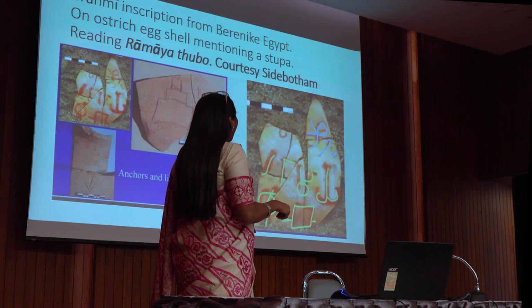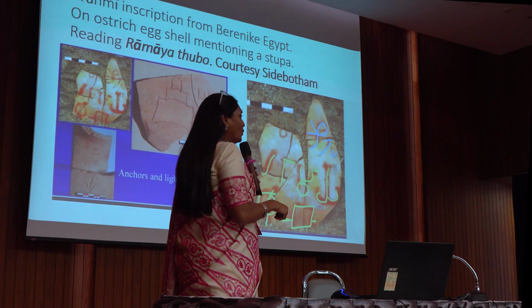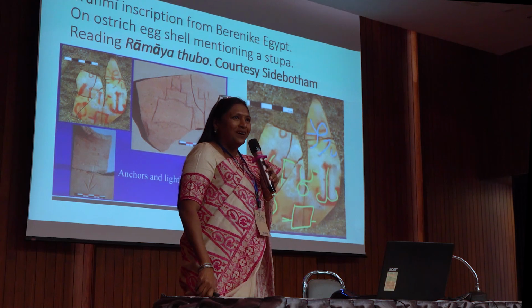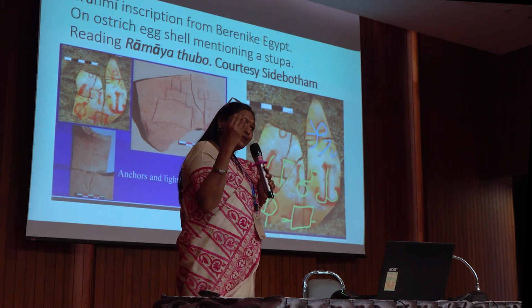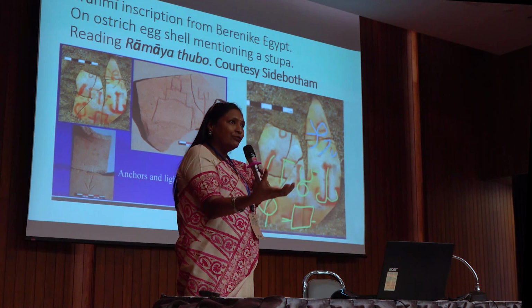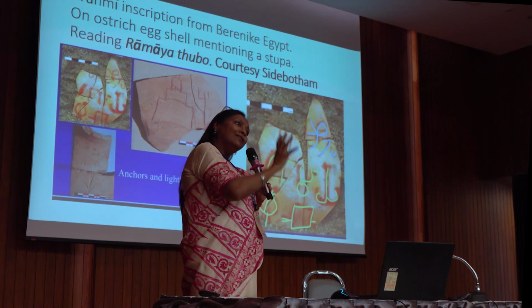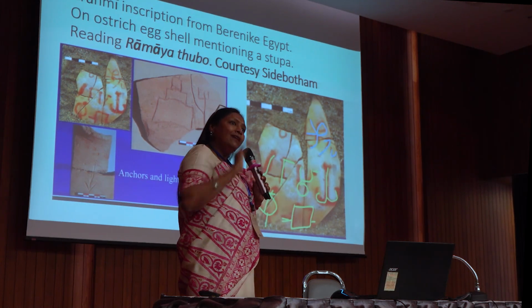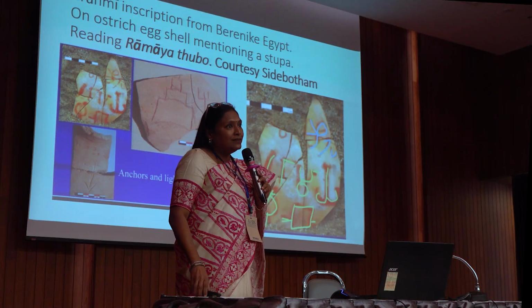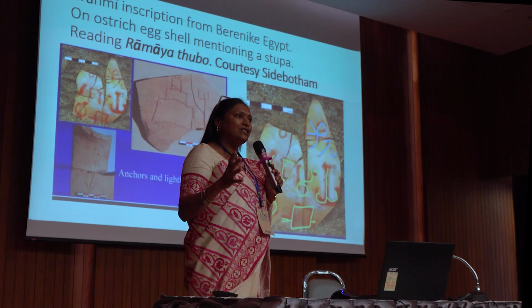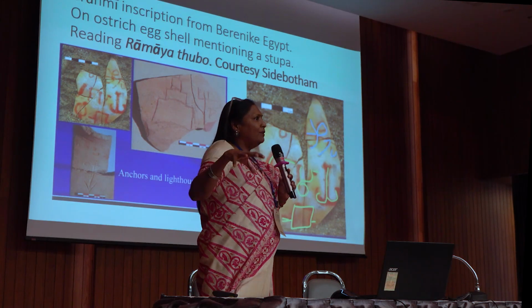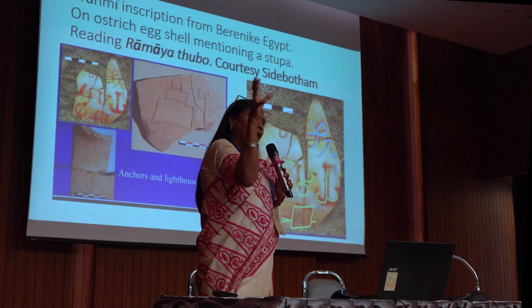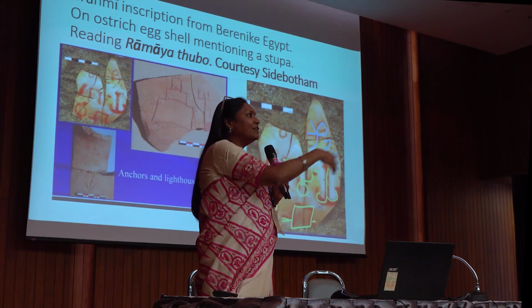But why am I showing this? Because it reads Ramaya and then Thubo. Definitely a stupa. Thubo in Prakrit means a stupa. So we had a stupa over there, we had the cache of cowrie shells over there, and we have relic caskets over there, and we also have Buddha figures over there. So what was happening in Egypt in the Isis temple is something very interesting, because this is a temple where all the traders are going, keeping their goods, and everybody has been given a space.